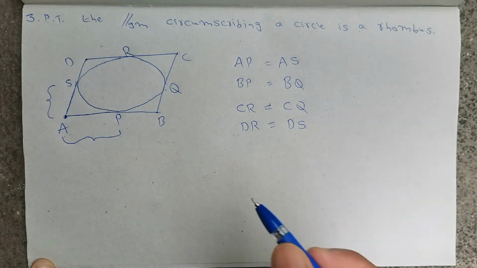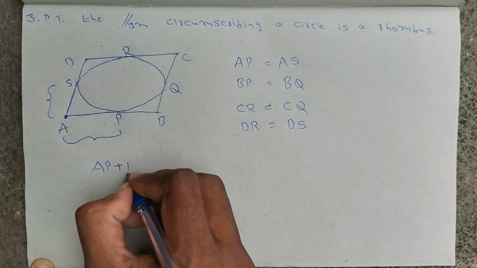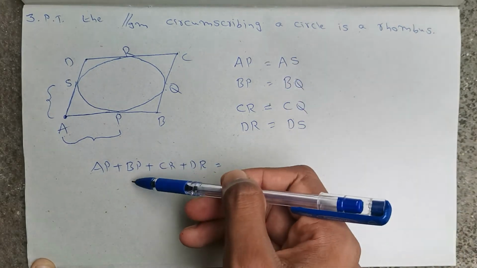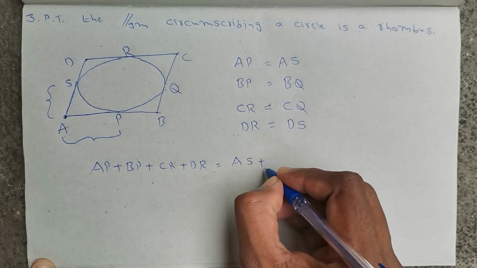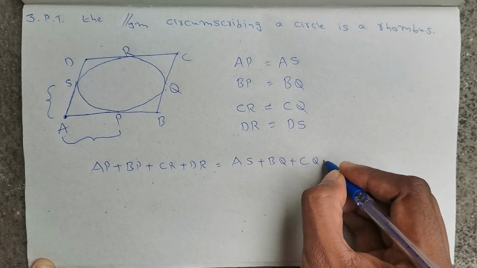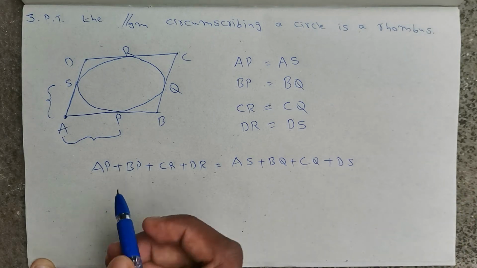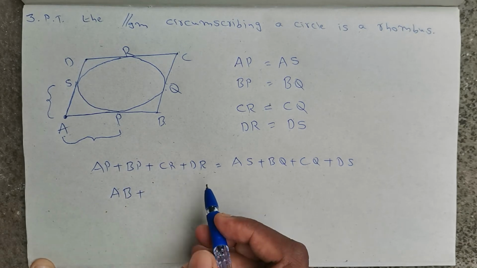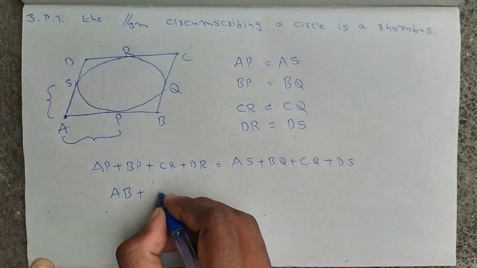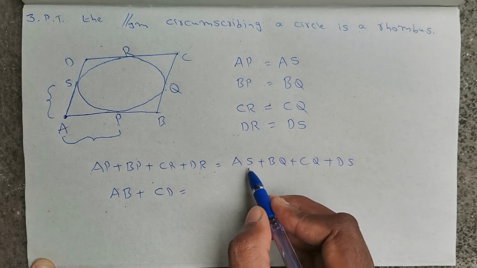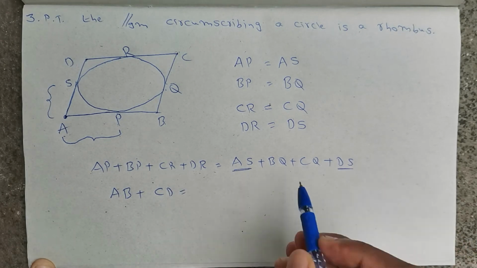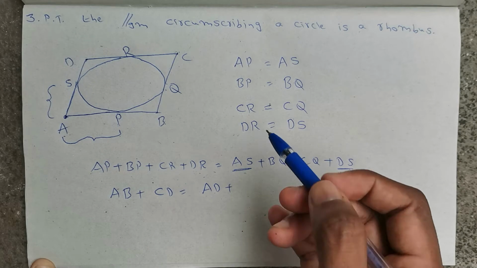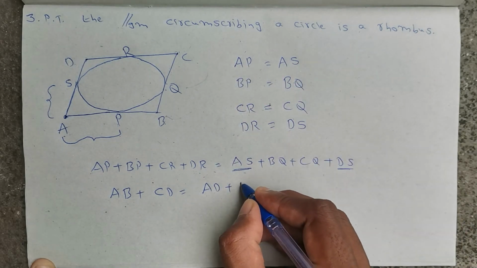I will add all these four. So we will get AP plus BP plus CR plus DR is equal to, I added all the left side, then right side, AS plus BQ plus CQ plus DS. AP plus BP is nothing but total side AB, plus CR plus DR is nothing but total side CD, is equal to AS plus DS, total line AD, plus BQ plus CQ, total line BC.